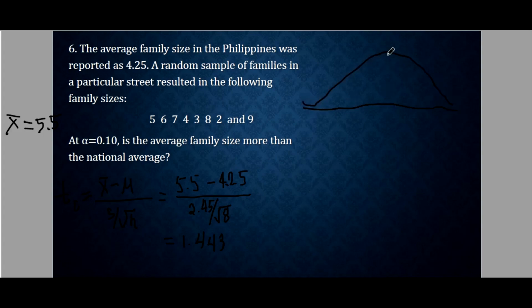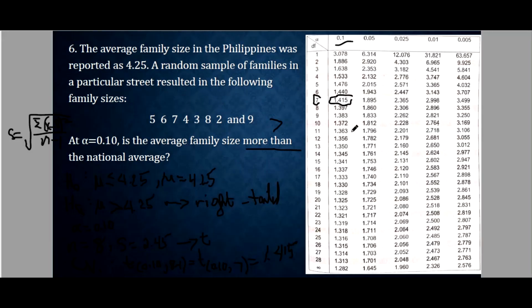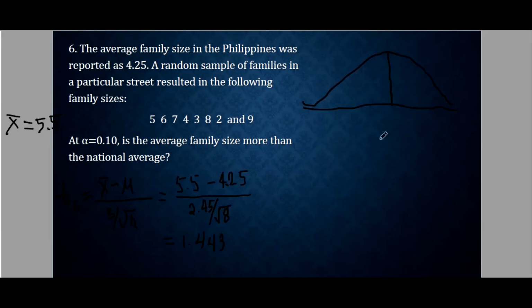Next is the decision part. First we have to compare the t computed and the critical value. The critical value is 1.415, somewhere here. And our t computed is somewhere here. By the way, this is our critical region, or the rejection region. Somewhere here is our t computed, 1.443. So what is our decision?